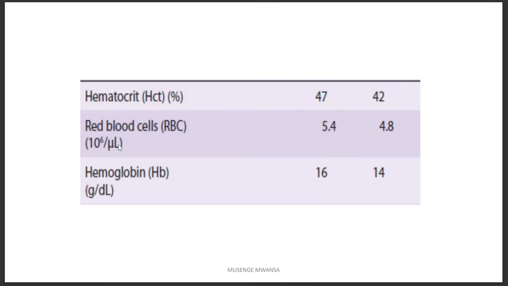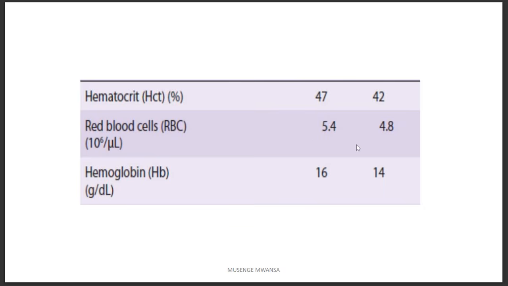If I get a microliter of blood and then you count the red blood cells, you are going to find that in men there is 5.4 million red blood cells in a microliter, and then in women 4.8 million red blood cells in a microliter. We know red blood cells contain hemoglobin, a protein that carries oxygen. If I get a deciliter of blood, you're going to find that 16 grams is going to be hemoglobin in men, and then 14 grams is going to be hemoglobin in women.